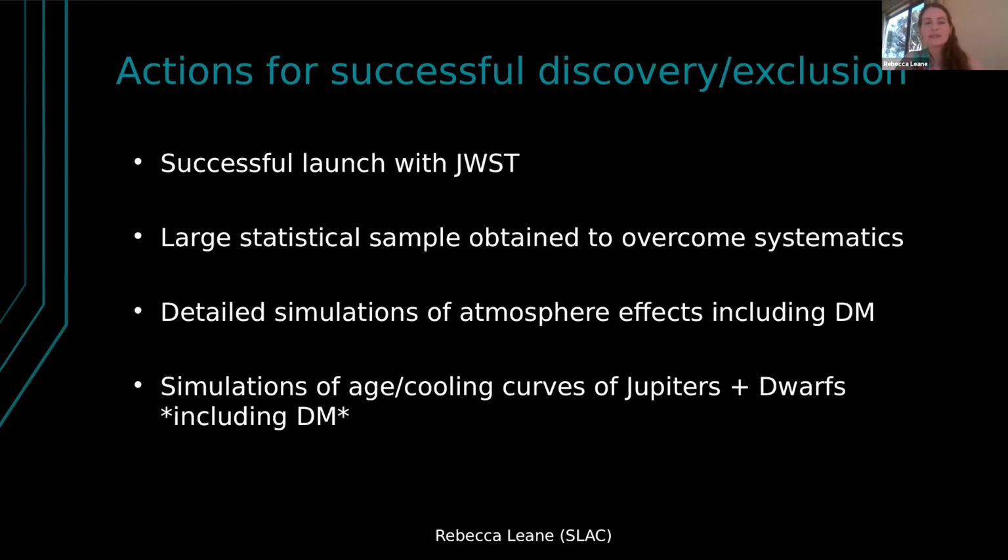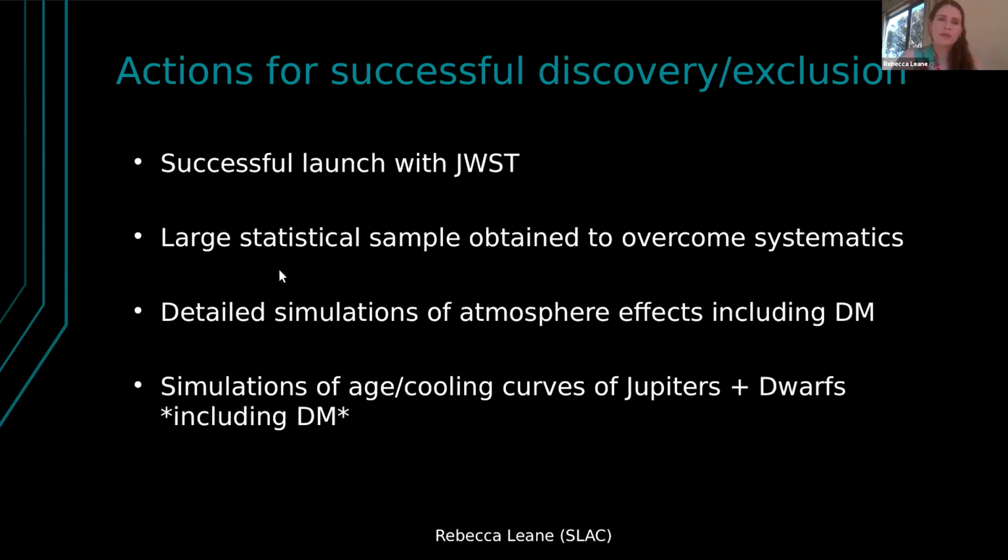Second of all, we're going to really need a large statistical sample to overcome systematics. There are a number of things that we're not going to be totally sure about when we do these measurements. If we have really large numbers, that is really going to help us understand what we expect for this signal, if it's dark matter or if it's something else.